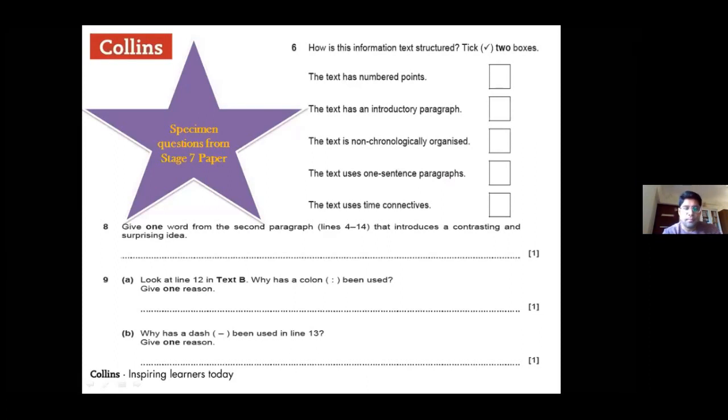Okay. So in the meantime, if you look at this particular slide, this is exactly how they're talking about punctuation. Look at question number 9: look at line 12 in text B. Why has a colon been used? Give one reason. So it's just a 1 mark question. If the answer is right, you get full mark. If the answer is wrong, it's 0. There's no half marking in Cambridge, right? So why has a colon been used?